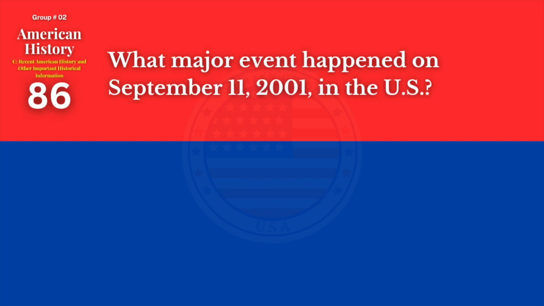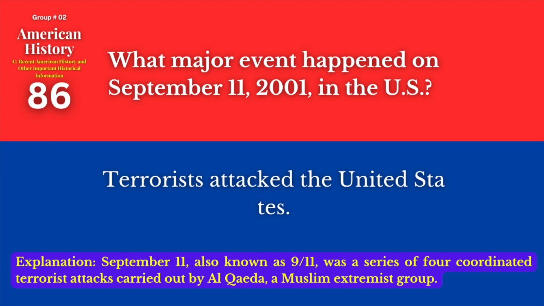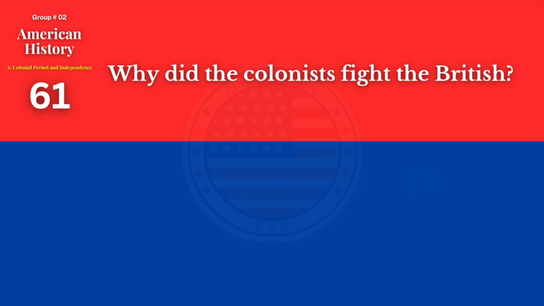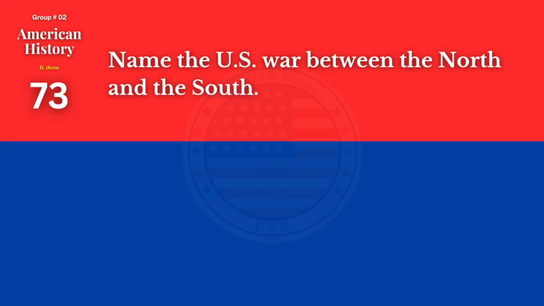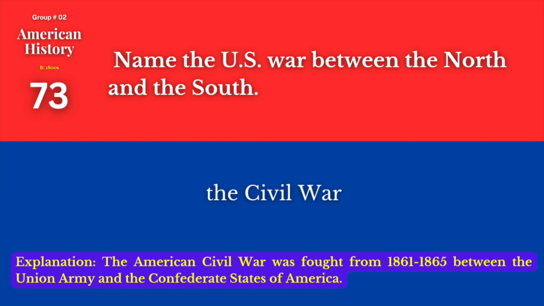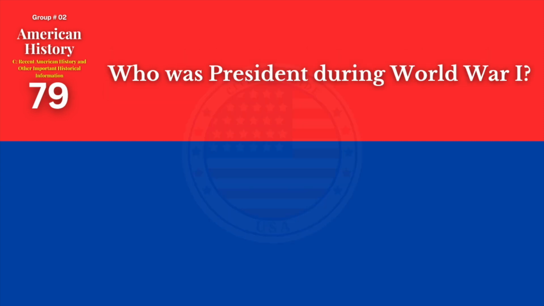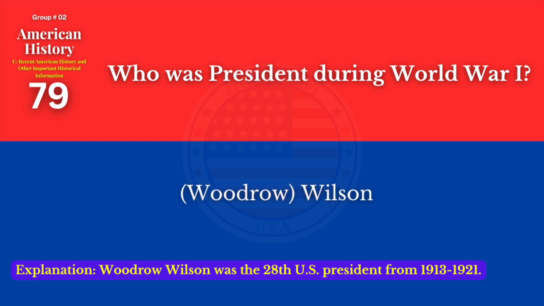What major event happened on September 11, 2001, in the U.S.? Terrorists attacked the United States. Why did the colonists fight the British? Because of high taxes, taxation without representation. Name the U.S. war between the North and the South. The Civil War. Who was president during World War I? Woodrow Wilson.